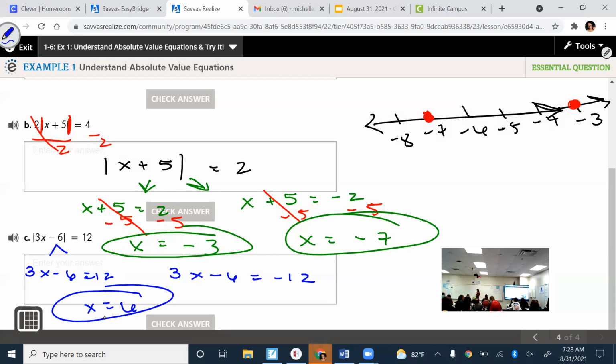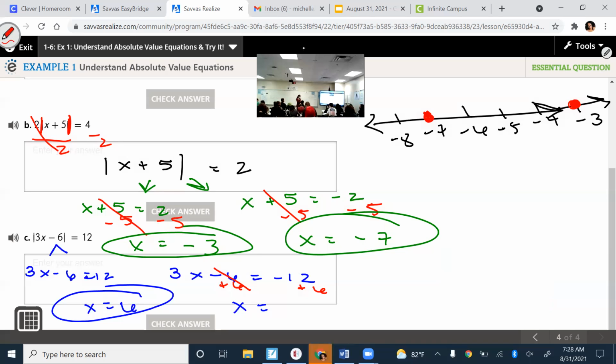Anyone disagree? That's what I got. Okay, good. And then the one on the right, what did you get for that x value? Well, let's add 6 to both sides. On the left, the 6 is canceled.